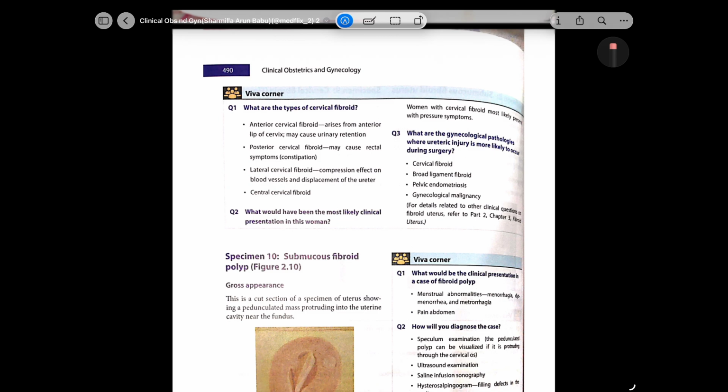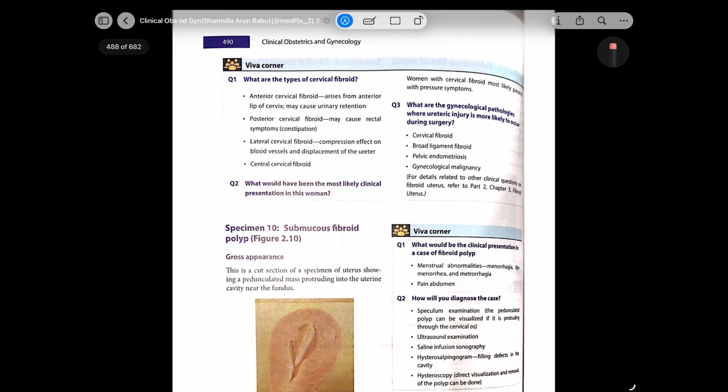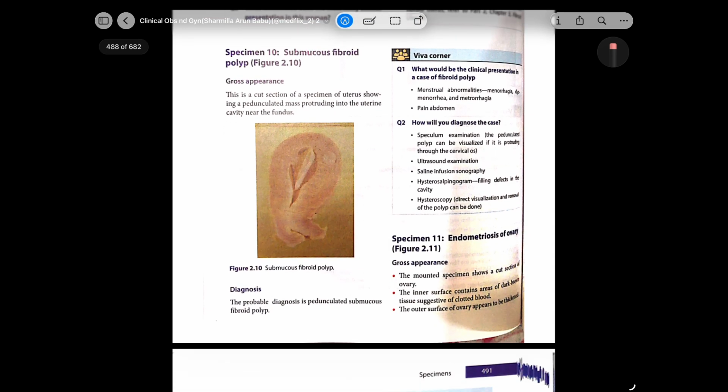Central cervical fibroid. Second question, what would have been the most likely clinical presentation of this woman? Women with cervical fibroid most likely present with pressure symptoms. What are the gynecological pathologies where ureteric injury is more likely to occur during surgery? If this is surgery for cervical fibroid, broad ligament fibroid, pelvic endometriosis, or gynecological malignancy, you can expect a ureteric injury.